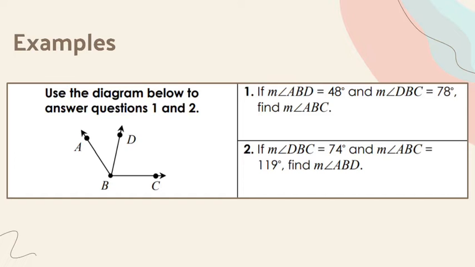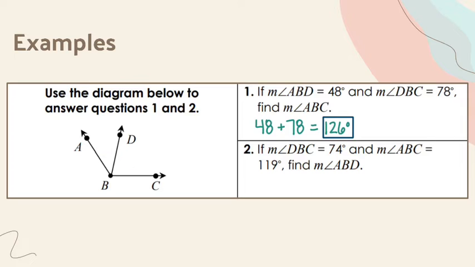Example number 1. If the measure of angle ABD is 48 degrees, so ABD is 48 degrees, and the measure of angle DBC is 78 degrees, find the measure of ABC. The angle addition postulate says this angle plus this angle equals the whole angle. So we are going to say 48 plus 78 equals 126 degrees. And that is our answer. That is how much angle ABC measures.